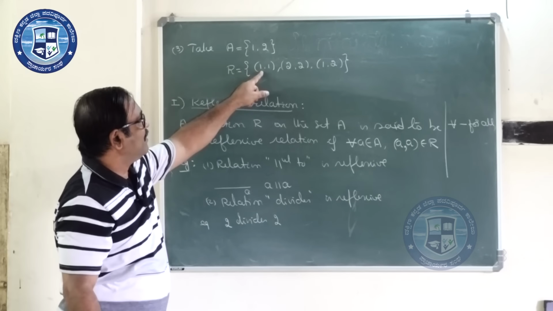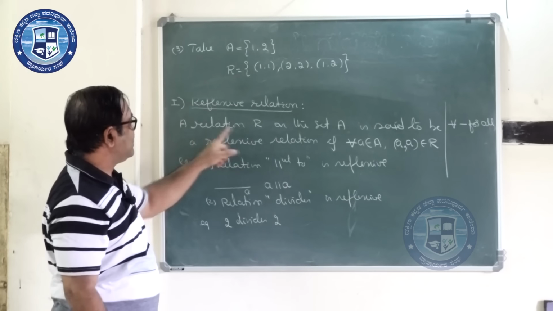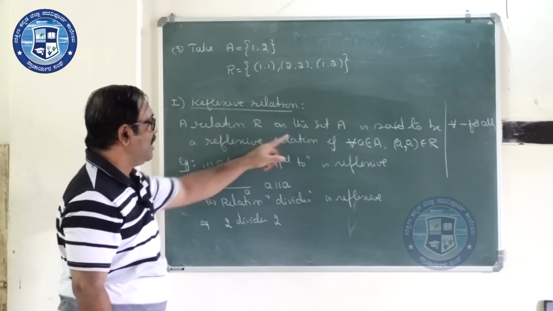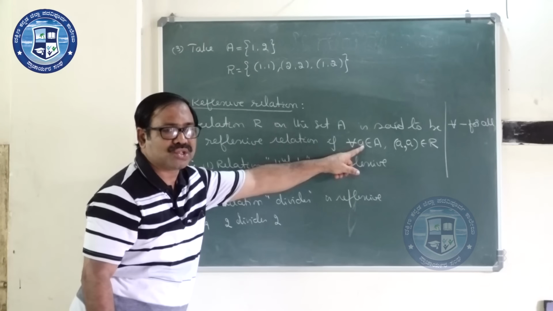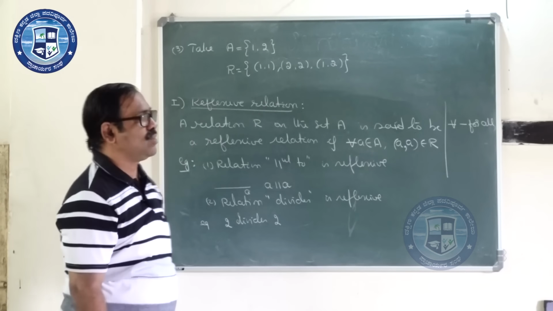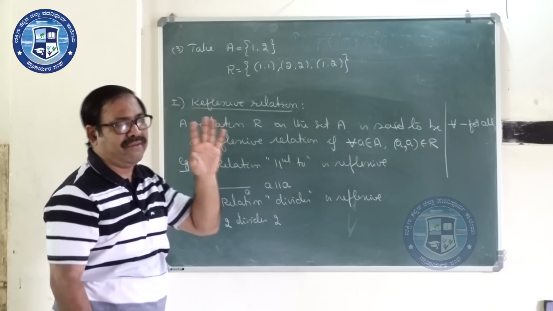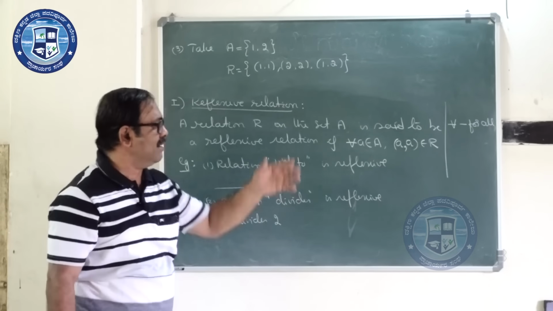So, here go to the definition. A relation R on the set A is said to be reflexive if for all a belongs to A, (a, a) belongs to R. So, here 1 and 2 are there. So, for all means for every. I will give you one simple example.